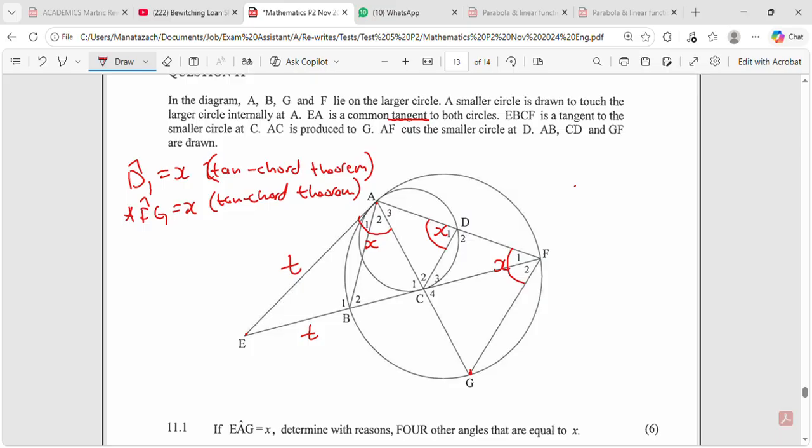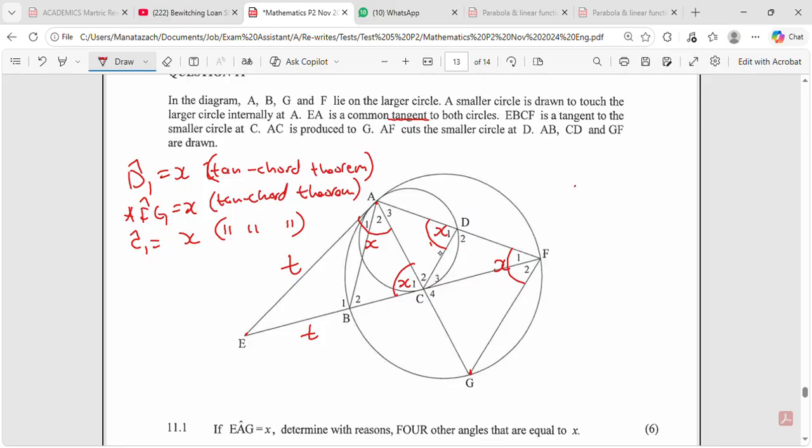Remember, we've not forgotten about the tangent EBCF. Okay, let's come back to it. So we're going to link D1, since it's the angle on the smaller circle, with C1. So that's going to be the tan-chord theorem. So D1 is equal to C1 by the tan-chord theorem. So we're going to say C1 is equal to X. The reason is the same, tan-chord theorem.